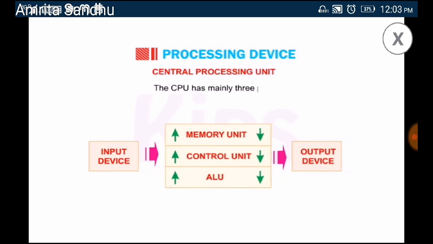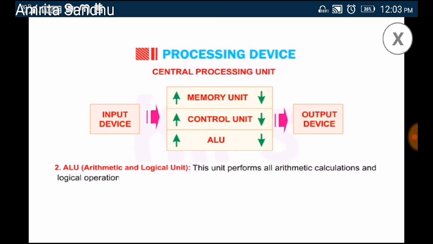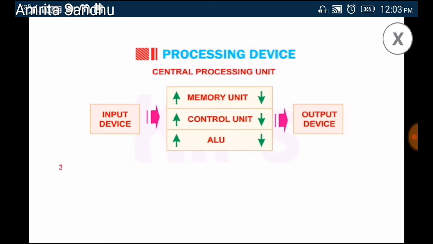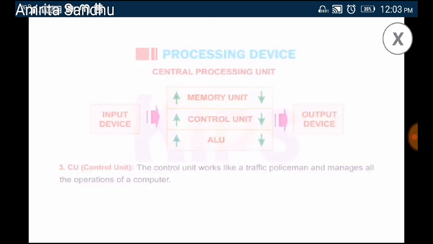Let's see the three main parts of the computer CPU. First is input, then the memory unit, then control, then ALU and then output. The memory unit stores information temporarily or permanently according to our need. ALU performs arithmetic and logical calculations and operations like plus, minus, division, multiplication, equals to. CU controls like a traffic policeman and manages all the operations of the computer. So all these three are the units of the CPU.